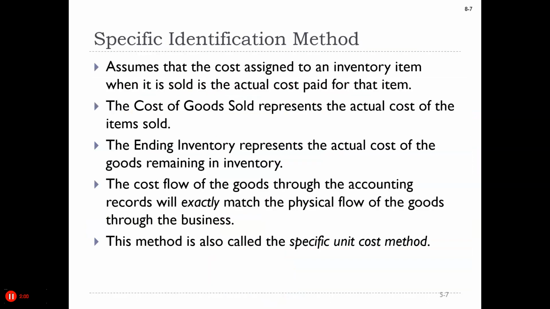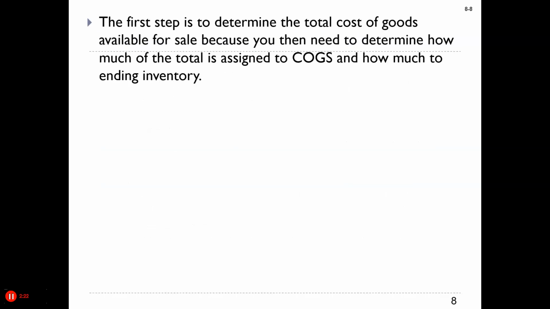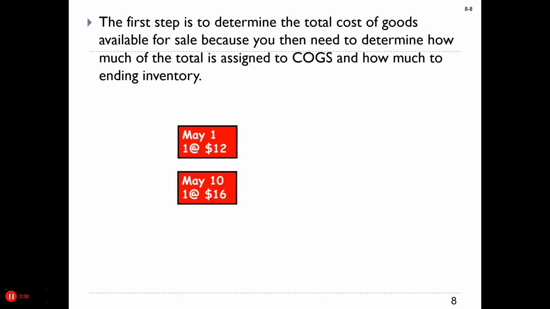So we'll start with looking at specific identification. Assume that the cost assigned to an inventory item when it is sold is the actual cost paid. Cost of goods sold represents the actual cost of the goods, and the ending inventory represents the cost of the goods. The costs flow exactly the same as the physical inventory. Now, regardless of what method you're looking at, the first thing you should always do is figure out what's the total cost of goods available for sale. And you would always start with your beginning inventory plus purchases.